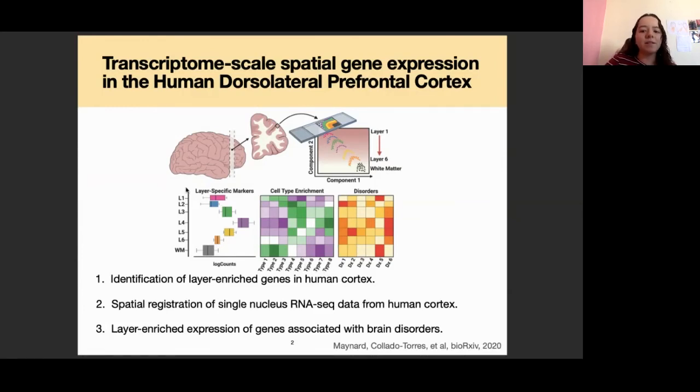Okay, so Maynard, Collado Torres et al. used the 10x Genomics Visium platform to define the spatial topography of gene expression in the six-layer human dorsolateral prefrontal cortex, DLPFC. And they identified layer-enriched genes. They overlaid the laminar expression signatures onto single nucleus RNA sequencing data. And they showed the differential layer-enriched expression of genes associated with brain disorders, such as schizophrenia and autism spectrum disorder.